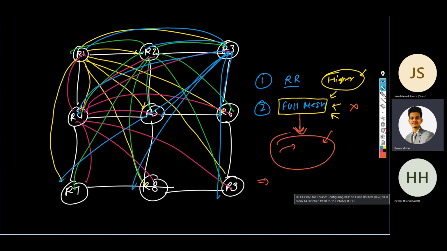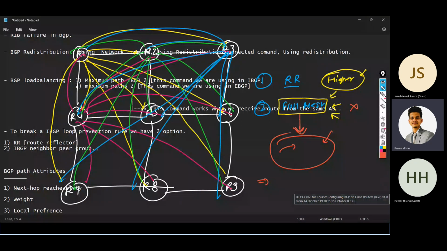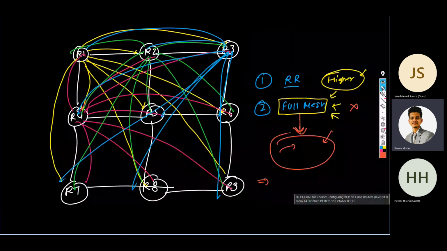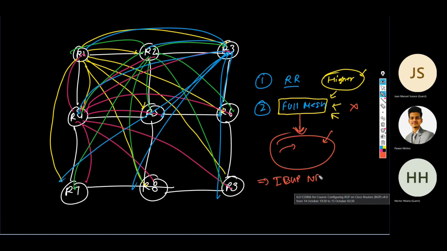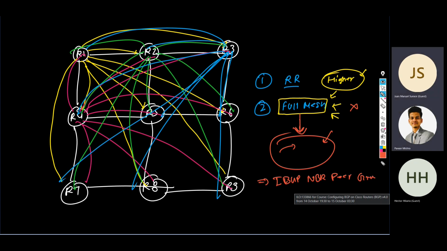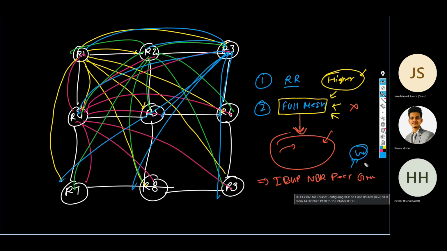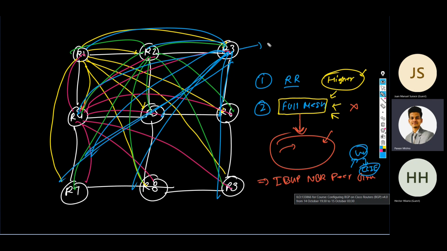In case of what we call IBGP neighbor peer group. Actually, what I can do here, I'll create a group, and let's say that group name is CCIE. So no need to enter the command for each and every neighbor. Just put the group name CCIE and that's it.